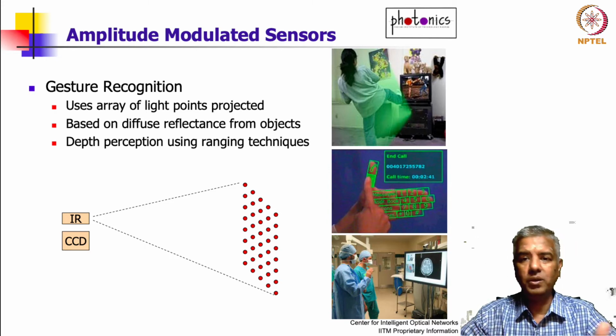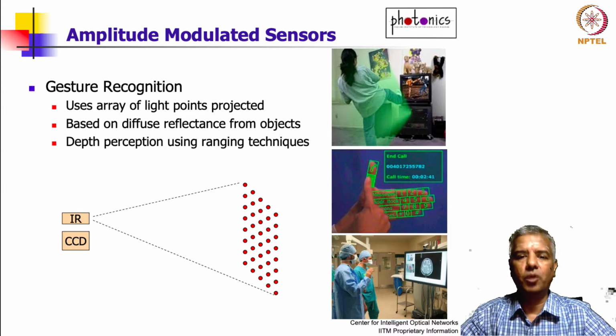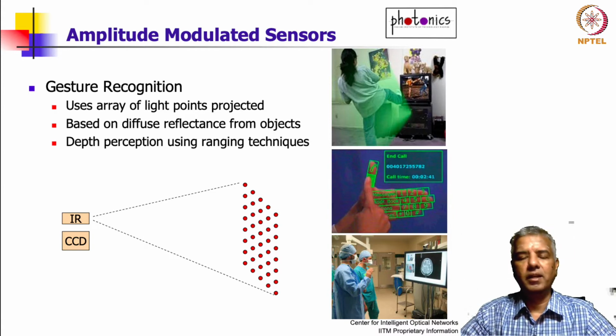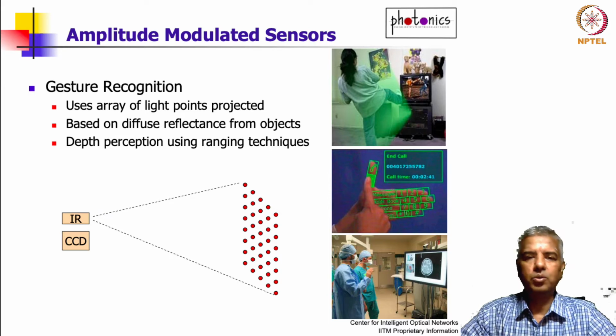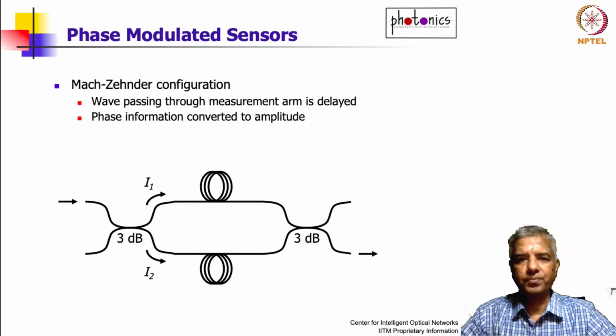So maybe you don't even need a mouse or a keyboard; you could potentially communicate with the machine in a rather easier manner, and that is enabled through optical sensors, in this case an amplitude modulated sensor. So let's move on to another type of sensor. Now I will go into how a phase modulated sensor might work.